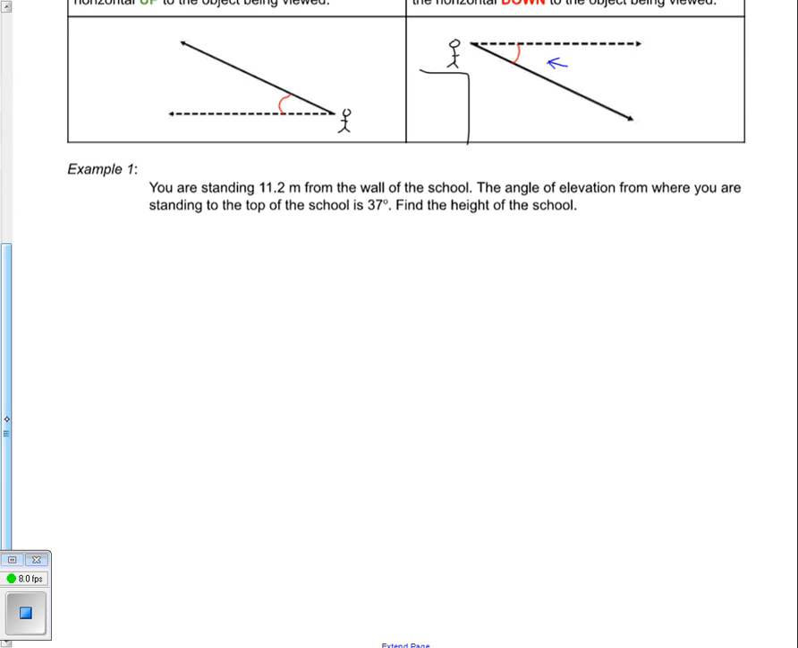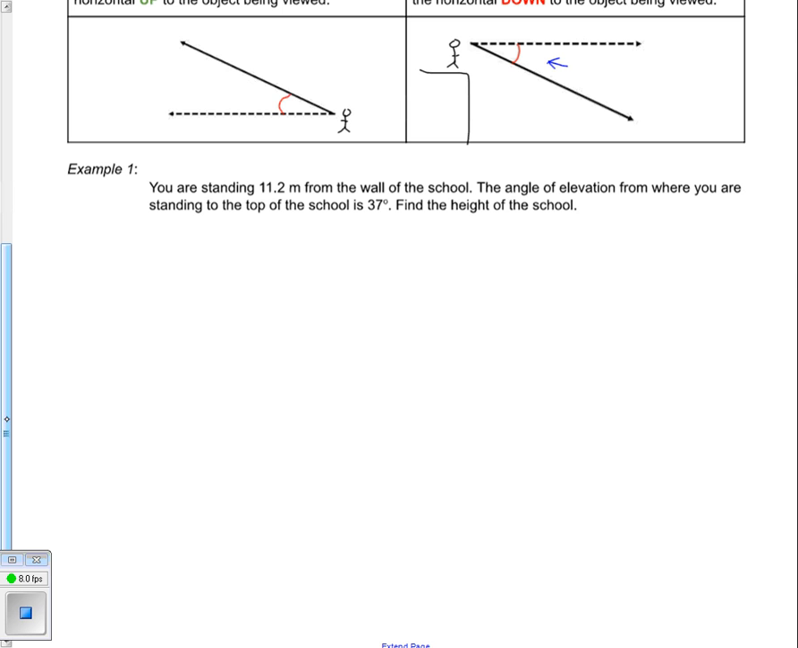It says that you're standing 11.2 meters from the wall of the school. The angle of elevation from where you are standing to the top of the school is 37 degrees. Find the height of the school. So as a word problem, we need to figure out, what does a diagram look like? Because a diagram is a great way of communicating your understanding of the situation.